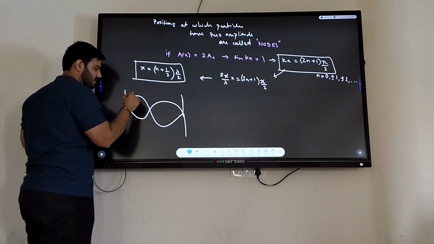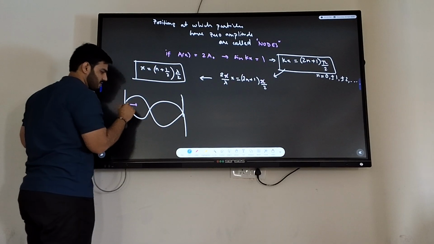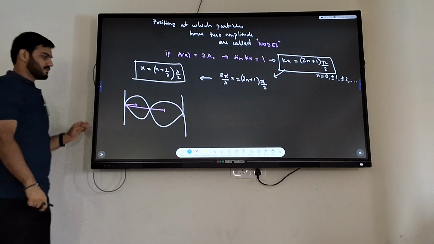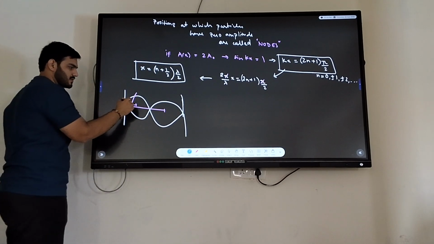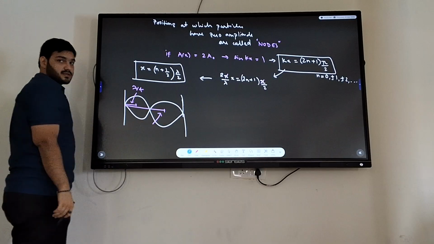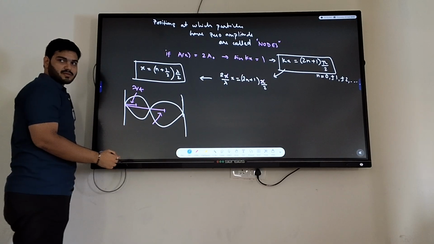कि ये एक पोजीशन है, फिर उसके बाद ये भी एक पोजीशन है. ठीक? What is this position? बताओ. Lambda by 4. और ये कितना है? 3 lambda by 4. Everyone agrees?